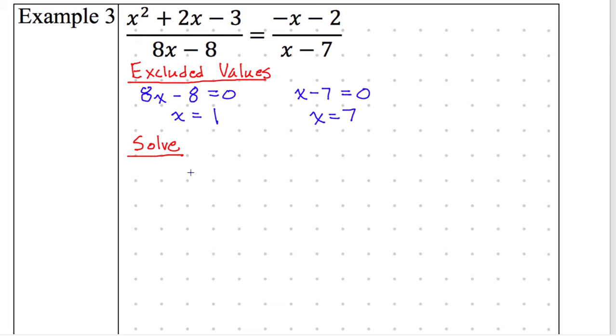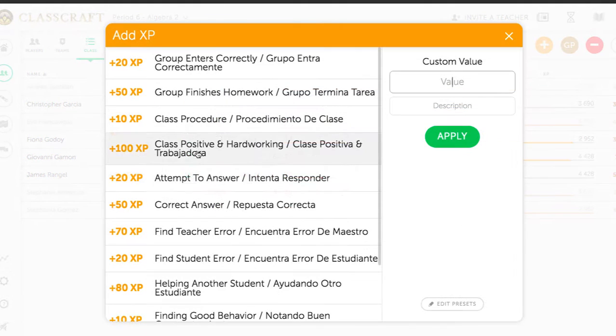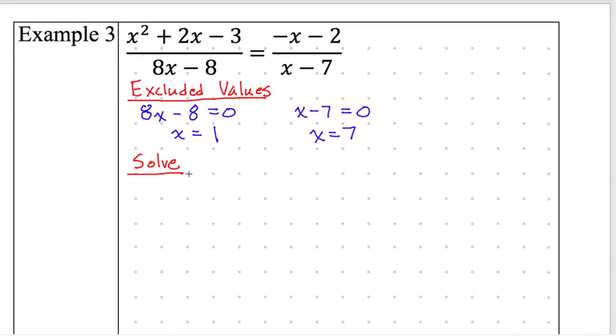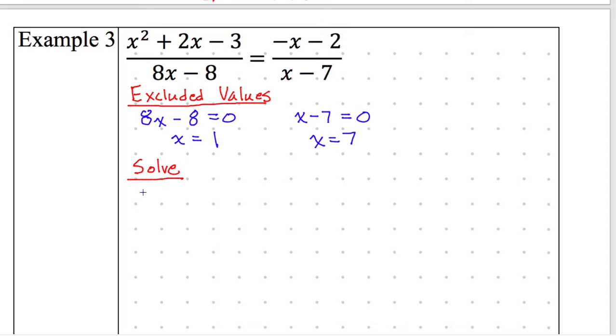What should I do now? Yeah, we factor. All right, who's going to factor the top left for us? 3 and negative 1. X plus 3, x minus 1. Someone aside from Gio, bottom left. Go for it, Fiona. Yep, 8 times x minus 1.